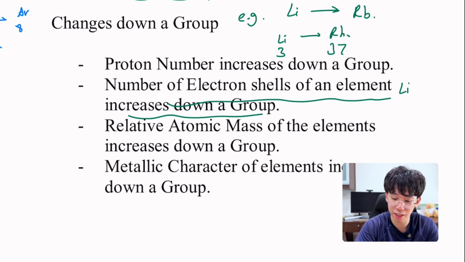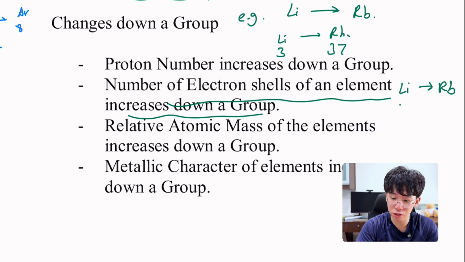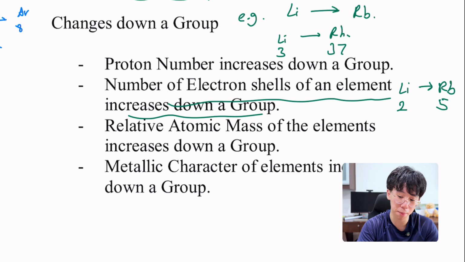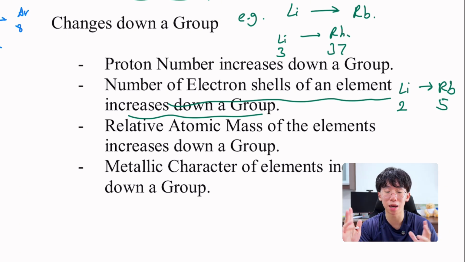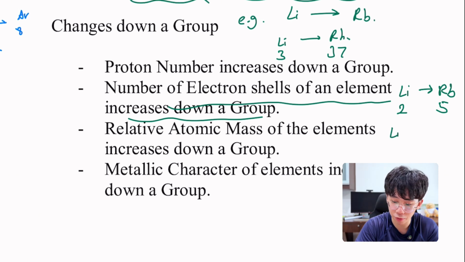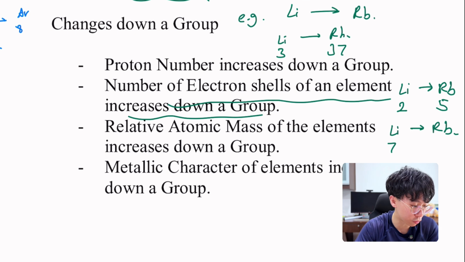Take a look at the example of lithium to rubidium again. Since lithium is found in period 2, it has 2 electron shells, whereas rubidium actually has 5 electron shells because it is found in period 5. Next, the relative atomic mass of the elements will actually increase down the group as well. If you look at the Ar of the elements going down the group, for example, lithium has an Ar of 7 versus rubidium, which has an Ar of about 85.5.